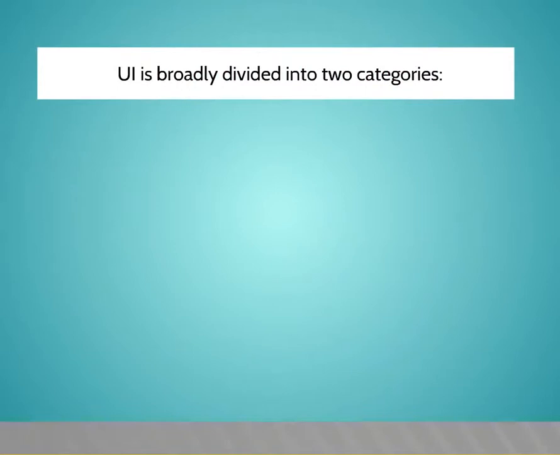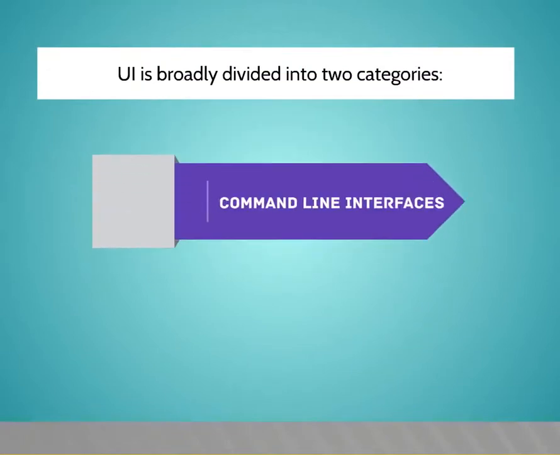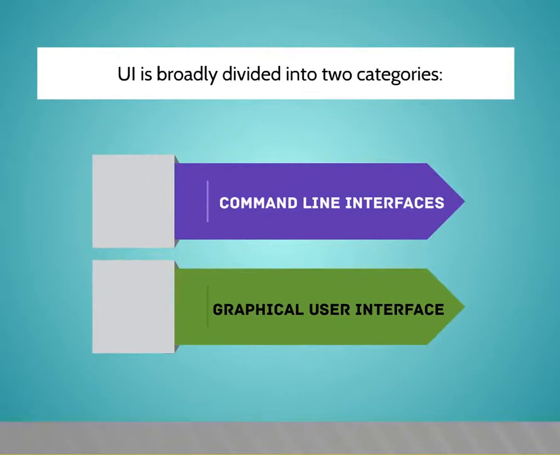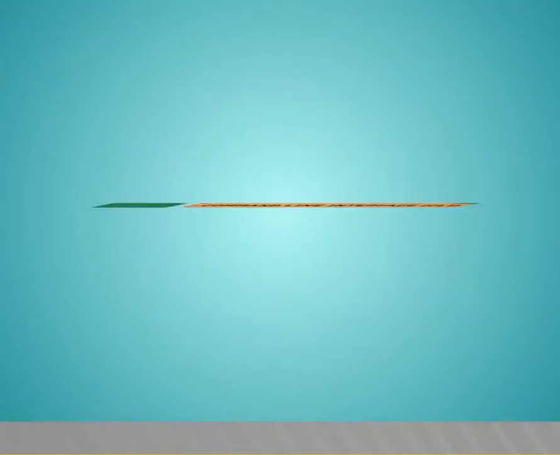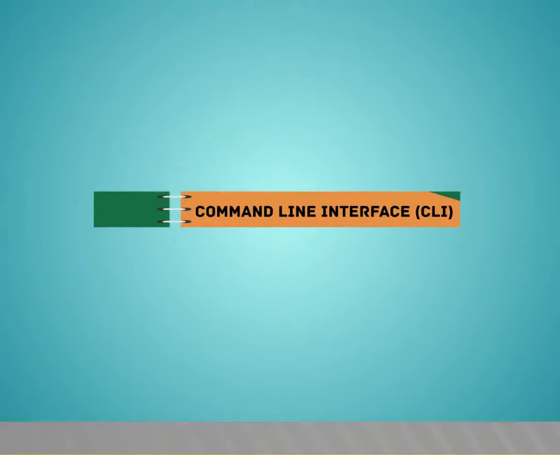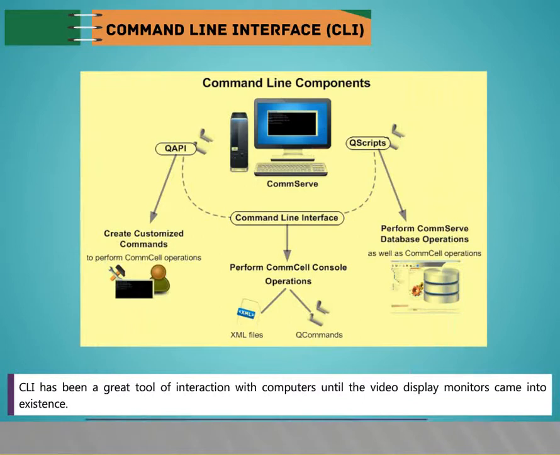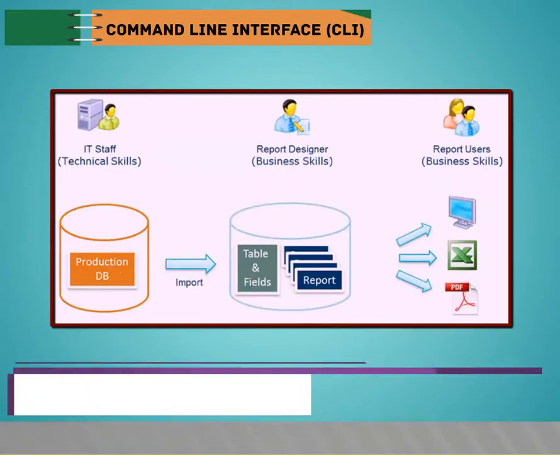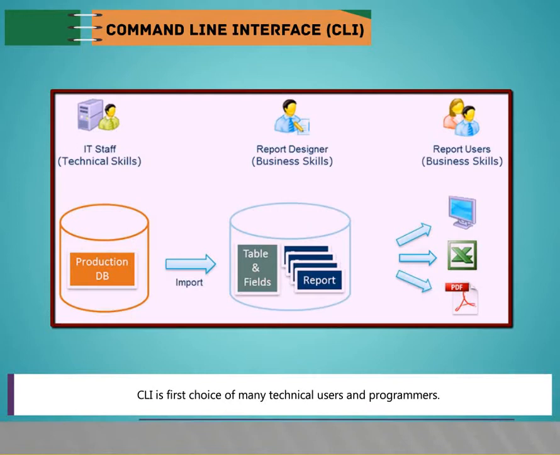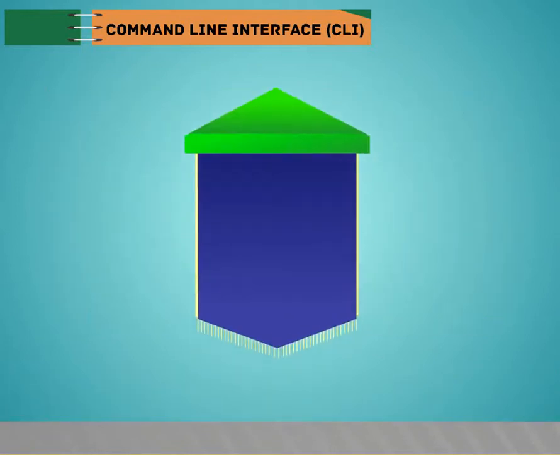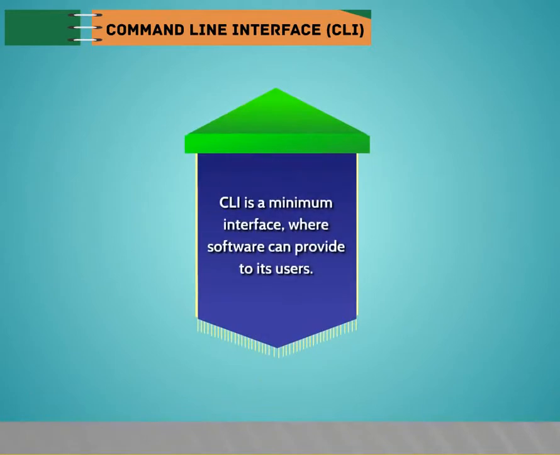UI is broadly divided into two categories: command line interface and graphical user interface. Command line interface (CLI). CLI has been a great tool of interaction with computers until the video display monitors came into existence. CLI is first choice of many technical users and programs. CLI is a minimum interface that software can provide to its users.